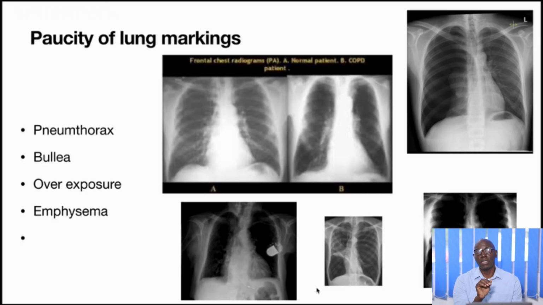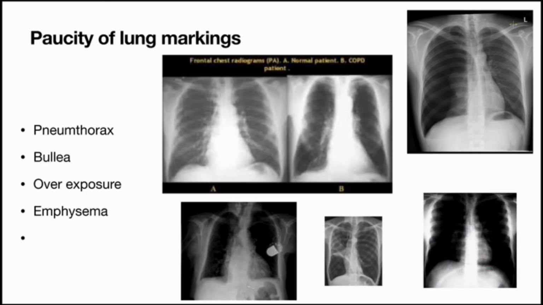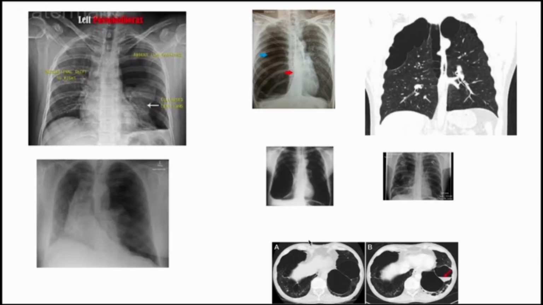So if you get this radiograph and you're not able to see the lung markings, what is happening? Look at your factors. Is it overexposed? If it's overexposed, you may not see the lung markings. But if it is not overexposed, and it has flattening of the hemidiaphragm, then probably you're dealing with emphysema. If it is loculated, then probably you're dealing with the bullae formation. But other conditions like pneumothorax can be a differential diagnosis.